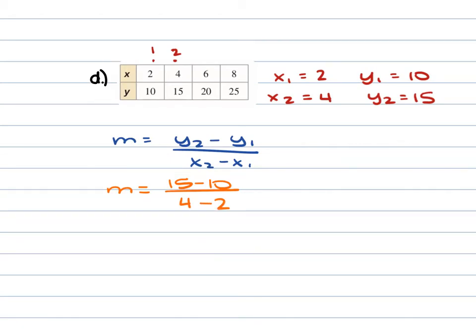From here, the 15 minus 10 is going to give me 5. The 4 minus 2 is 2. So my slope is just 5 over 2.